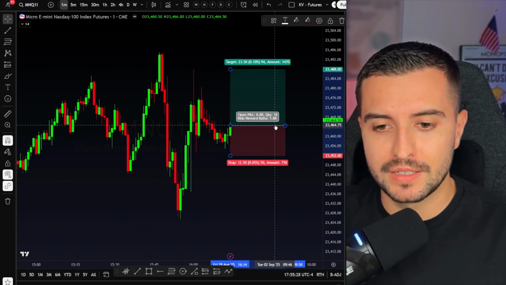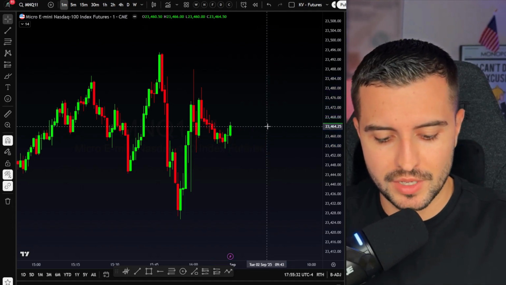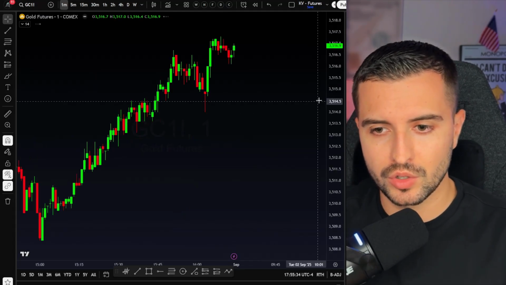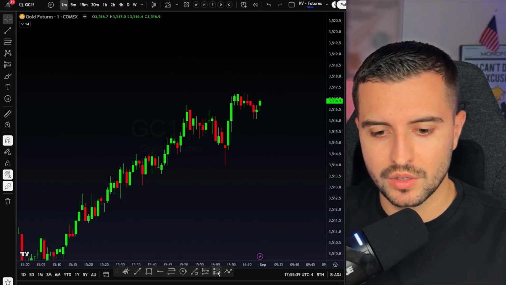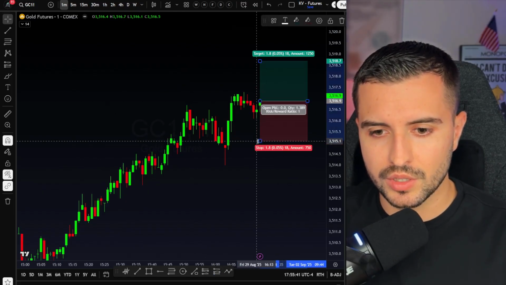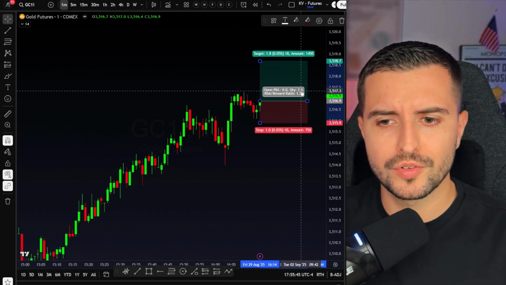Okay, now this would be the same thing if we were to open another market, for example, gold. Okay, we open gold here, let's say the same thing. We're opening this long position right here. We click our entry, we click our stop loss right there. And then for gold, it shows us 2.5 contracts.